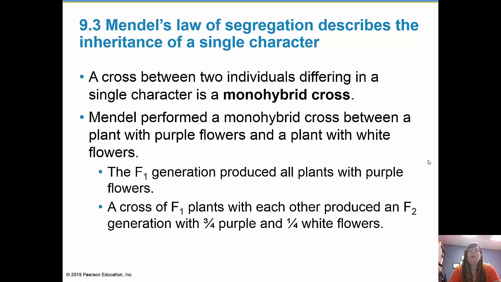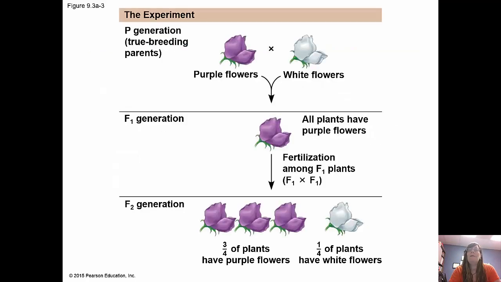The F1 generation produced all plants with purple flowers. When you crossed the F1 plants, they produced a generation that were 3/4 purple and 1/4 white. So what does that mean? Well, true breeding purple means that it is two dominant alleles, so uppercase P, uppercase P. A true breeding white flower, the only option is lowercase p, because that's what it has to be for those white flowers to be shown through, because they're recessive.